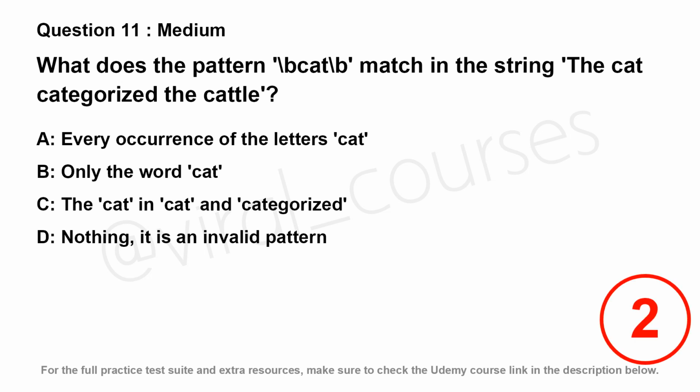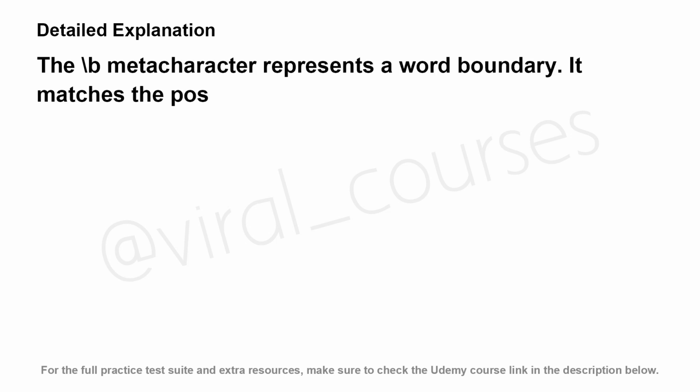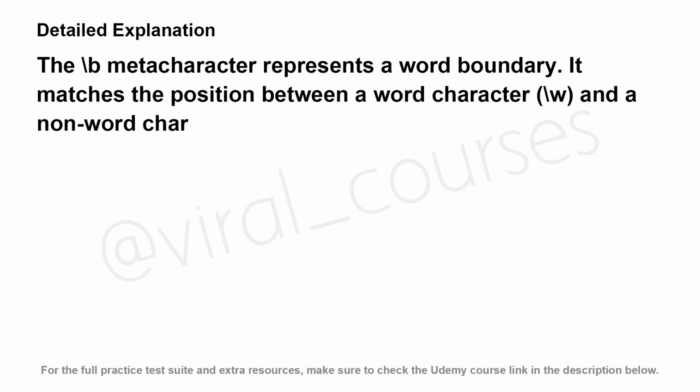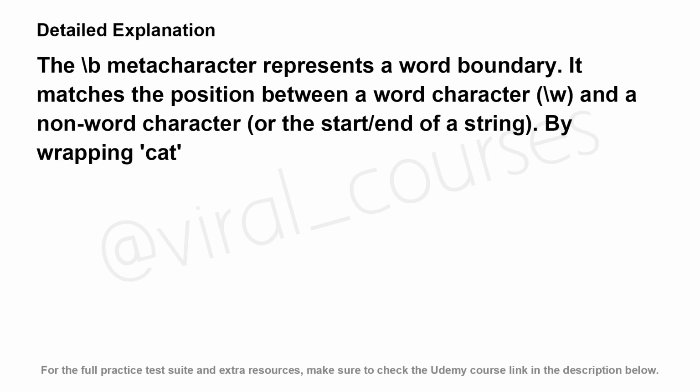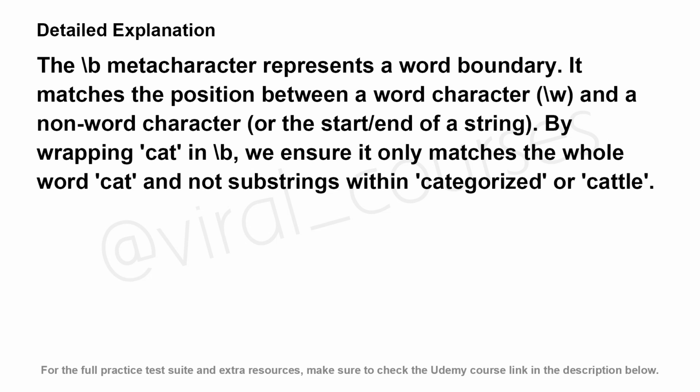The correct answer is B. The \b metacharacter represents a word boundary. It matches the position between a word character, \w, and a non-word character, or the start or end of a string. By wrapping cat in \b, we ensure it only matches the whole word cat, and not substrings within categorized or cattle.